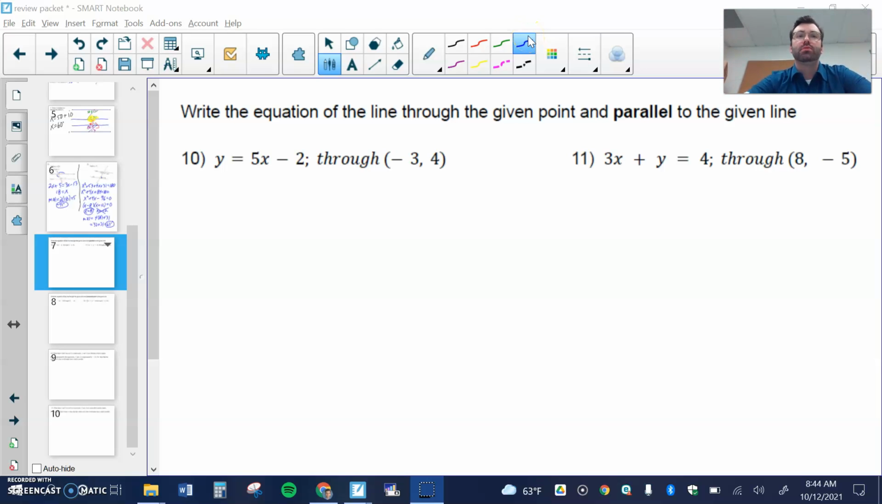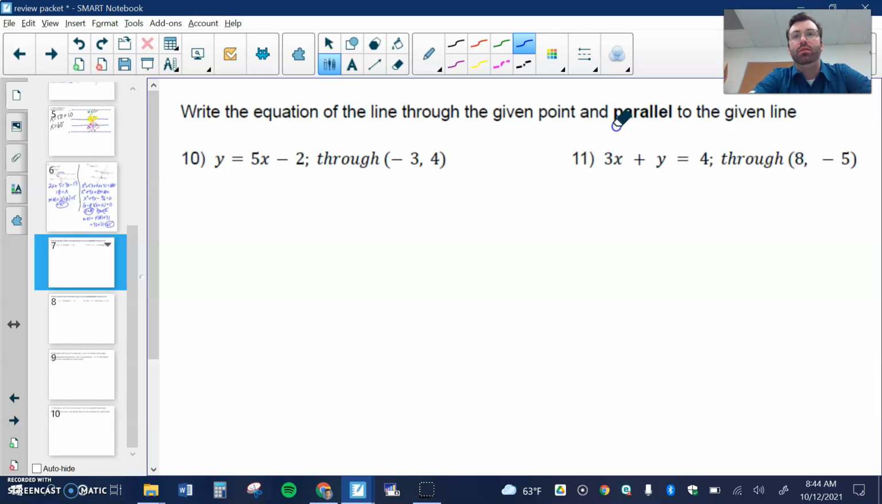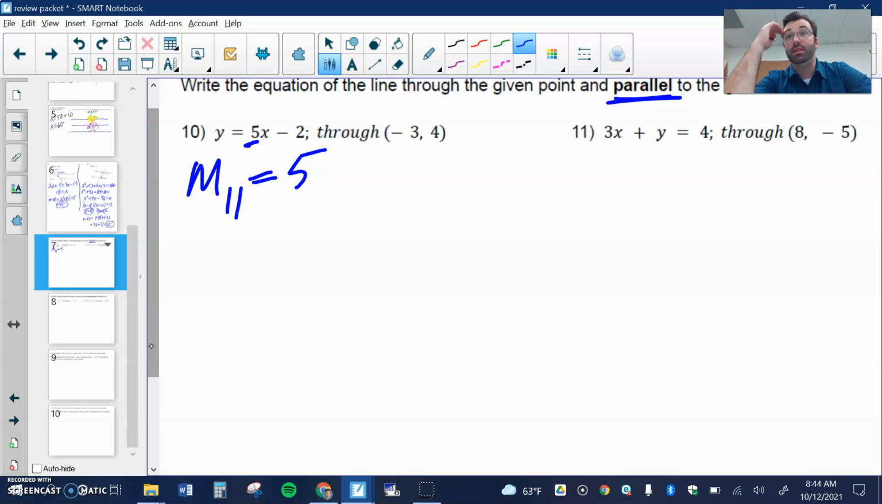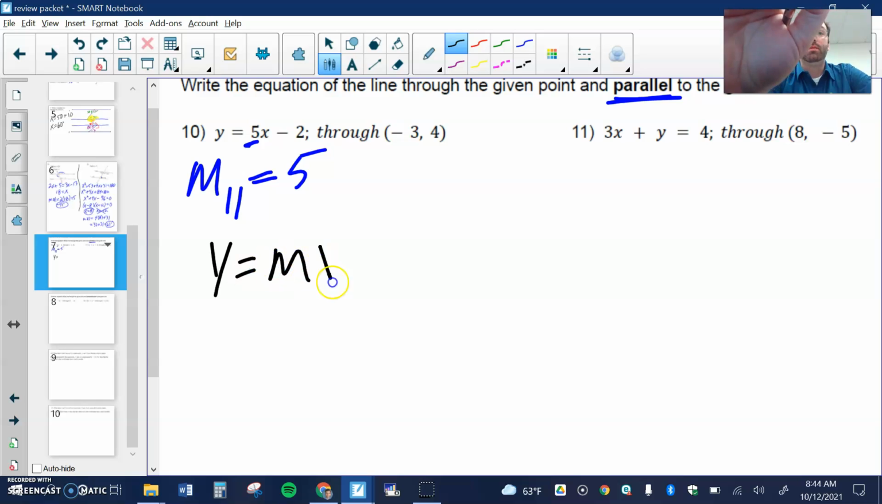Okay, so let's write the equation of the line through the given point and parallel to the given line. Parallel, there's that word there. So the slope here is 5, so my parallel slope will also be 5, right? Parallel lines increase at the exact same rate. So I got y equals mx plus b.